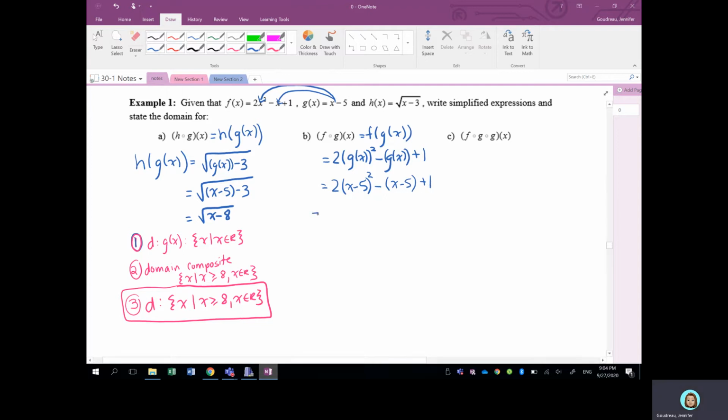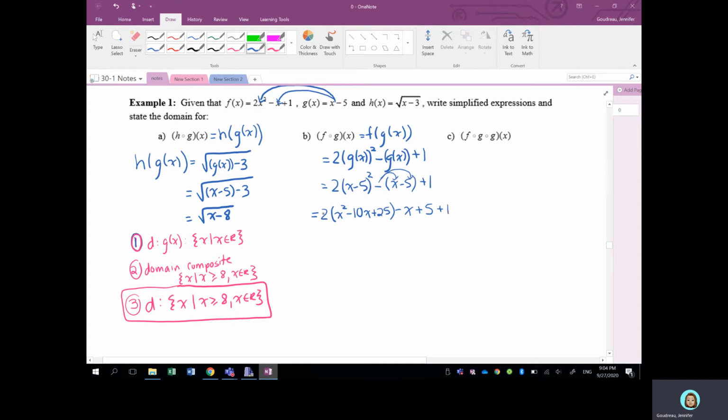Okay, next we need to expand. Now please be careful. (x minus 5) all squared means (x minus 5) times (x minus 5). So we're going to distribute and collect like terms. That gives us x squared minus 10x plus 25. Also be aware that when we remove the brackets here, the negative applies to both terms. So it's going to be minus x plus 5, and the plus 1 still hanging on to the end there.